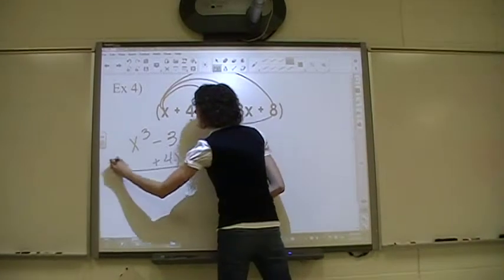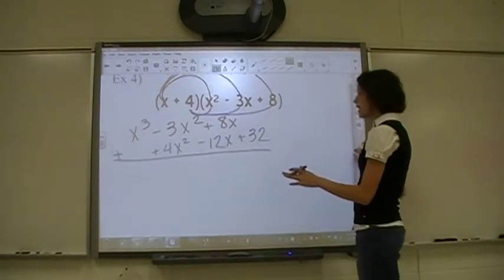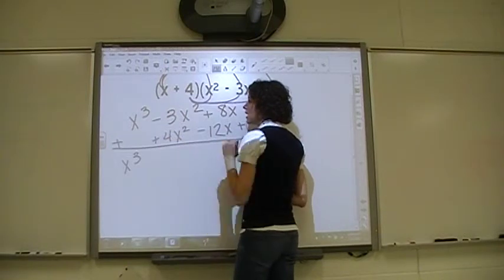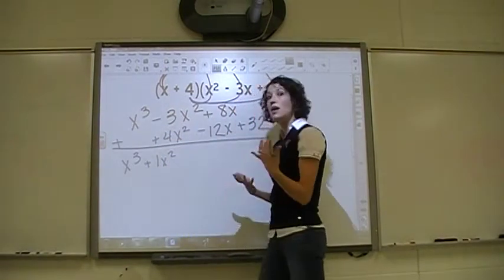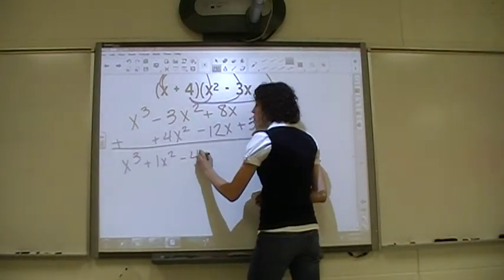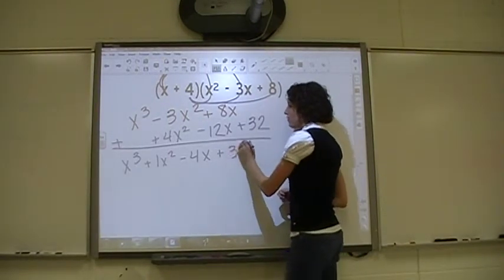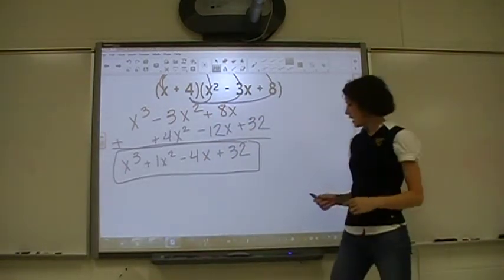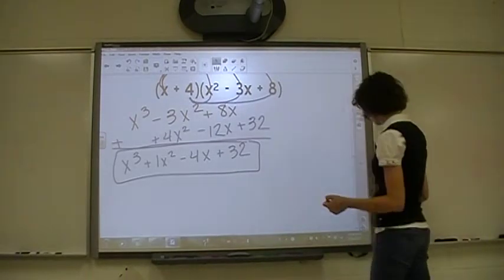Now all you have to do is just add down. It's a lot easier than trying to collect all those like terms that are in a really, really long line. So add down. We get x cubed. Negative 3x squared plus 4x squared just gives me a plus 1x squared, or just x squared. Then I have 8x minus 12x gives me a negative 4x. Then finally you just drop down your 32, and that is my final answer. X cubed plus x squared minus 4x plus 32. And you can't combine anything else because none of them are like terms.